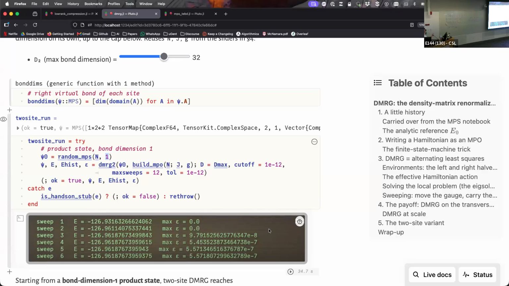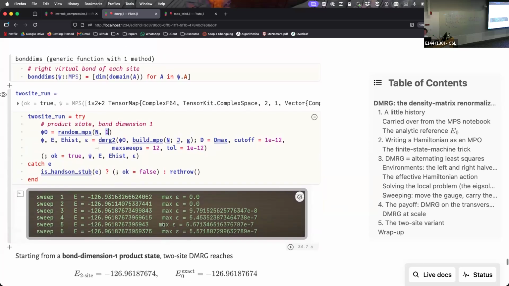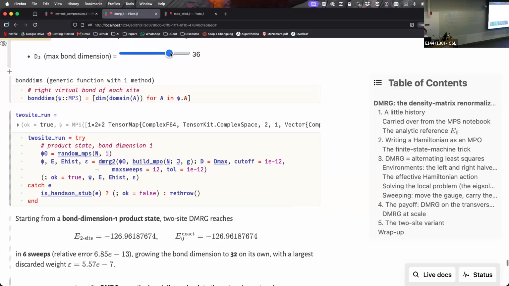And so as you sweep, everything can only grow with the factor of the physical dimension, and it just takes a couple warm-up sweeps before you actually reach any bond dimension where truncation is happening. So the truncation error is 0 because we're not truncating. And we can play this game a bit more, like if I increase the bond dimension, it might need another sweep, but I'm not sure.